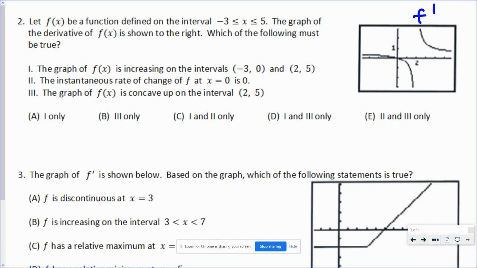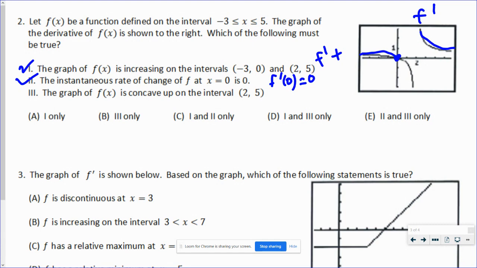Well, if f is increasing, that means f prime has to be positive. So let's take a look. From -3 to 0, yes, we're positive. From 2 to 5, yes, we're positive. So 1 works. 2, instantaneous rate of change of f at 0 is 0. Okay, instantaneous rate of change is the slope, which is the derivative. So this is basically asking, is f prime of 0 equal to 0? So let's take a look. At 0, we have 0. Okay, so f prime of 0 is equal to 0.